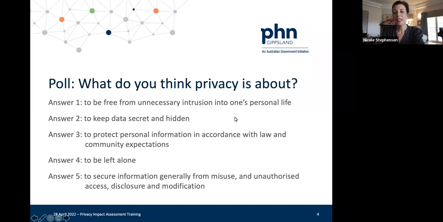So again, this is finding out what you think privacy is about. I often find as an educator that it helps to let the message settle if we understand where everyone in the room is coming from first. And then you come around to my way of thinking in terms of what privacy is about. So interestingly, the matter of securing information was what most of the room feel that privacy is about. And next, then, it was protecting personal information in accordance with the law and community expectations.